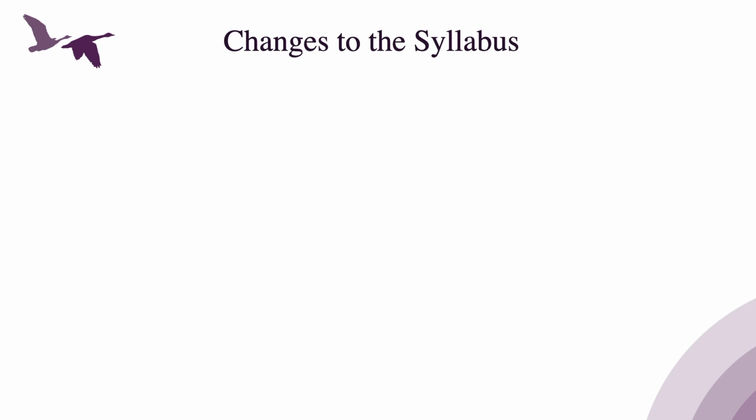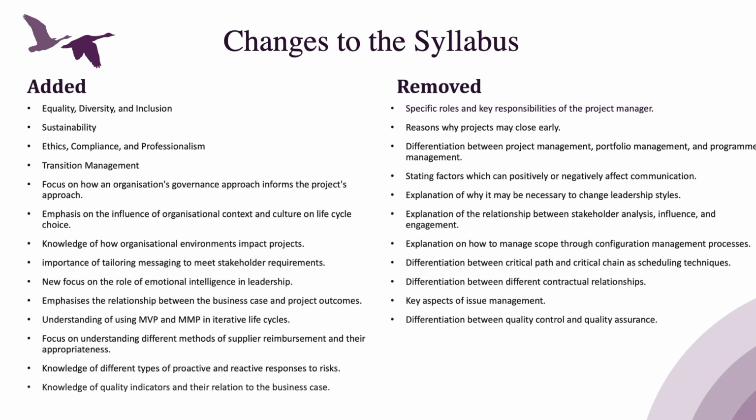So I said that there'd been lots of change to the syllabus. You can see there that an awful lot has been added and quite a few things have been removed as well. Most of the changes are quite granular in detail, but it's interesting to have a look at some of the new topics that have been added. For example, equality, diversity, inclusion, sustainability, ethics, and there's also some more information about agile and iterative life cycles as well.